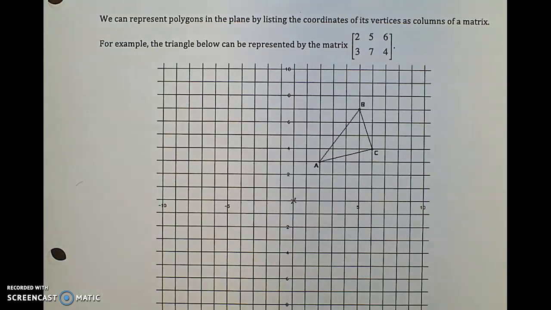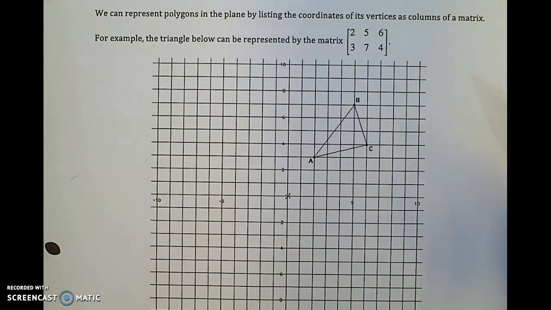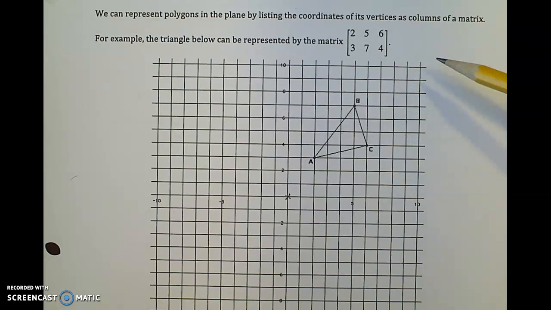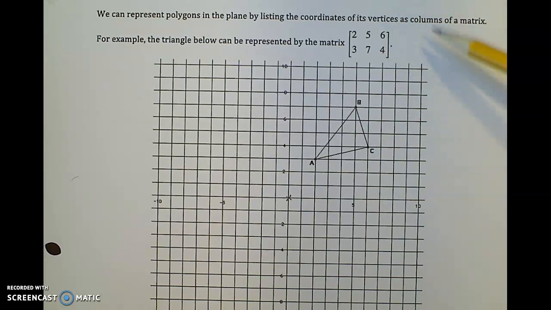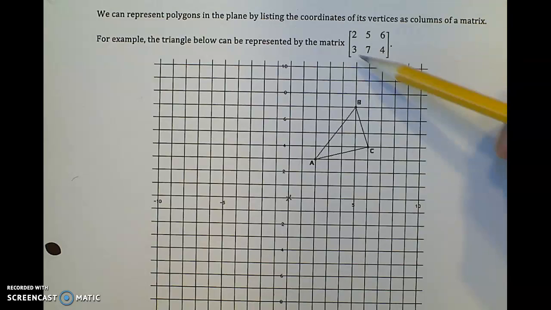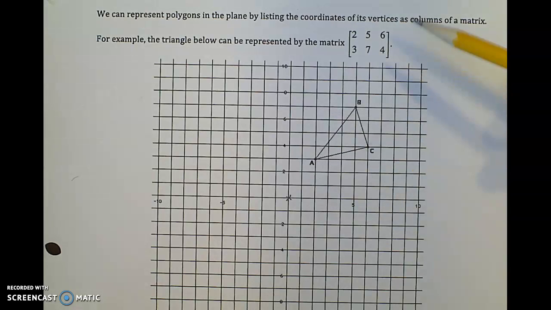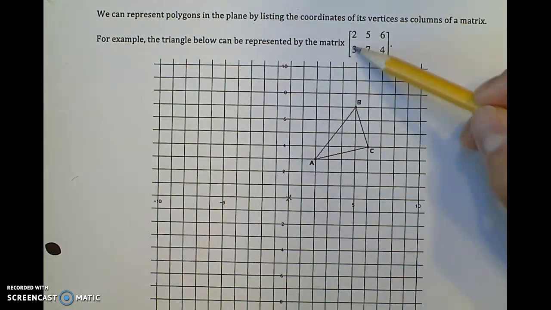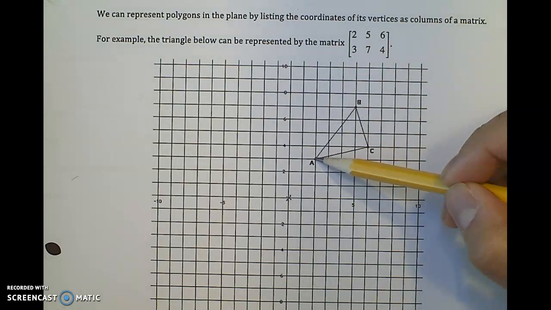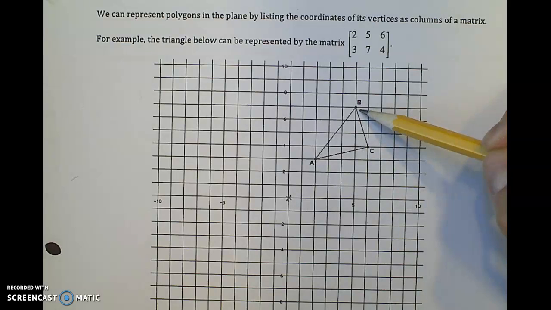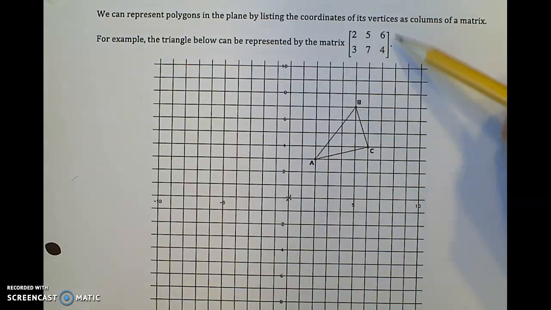Okay, so we're going to finish off this task. We're going to be looking at now with figures. Like we can represent polygons in a plane by listing the coordinates of its vertices as columns of a matrix. Right, so here we have this matrix which represents this triangle. So the way you want to set up your matrix is again using the coordinates of each of the vertices and writing them as vertical columns.